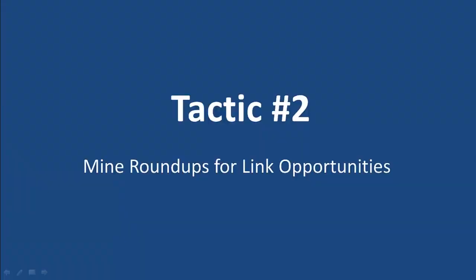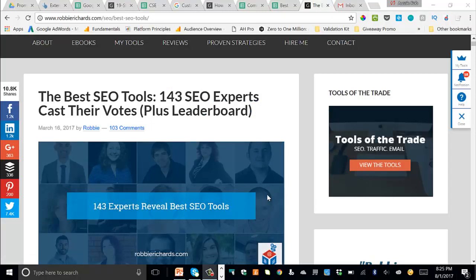All right, so the next tactic we're going to use is mining roundups for link opportunities. Now, as you know, expert roundups are a great vehicle to generate a ton of social engagement, but practically no one leverages them for link building. To illustrate this tactic, I am going to use my SEO tools roundup as an example. The post has already been shared close to 11,000 times and ranks number 4 for its target keyword, best SEO tools.